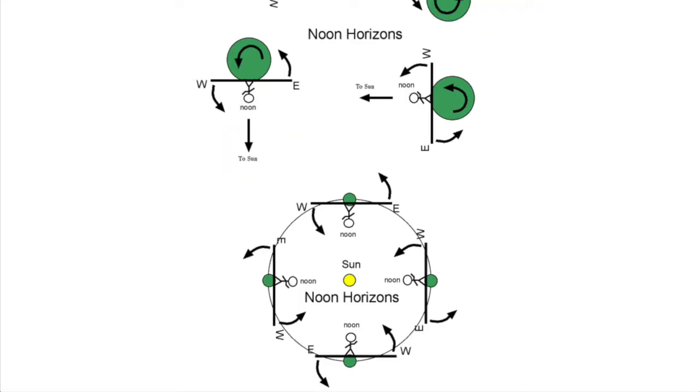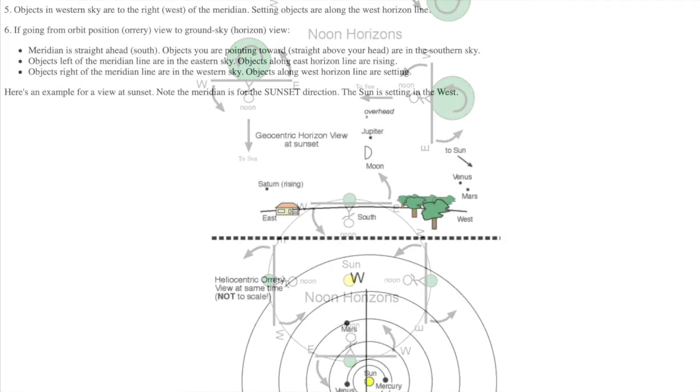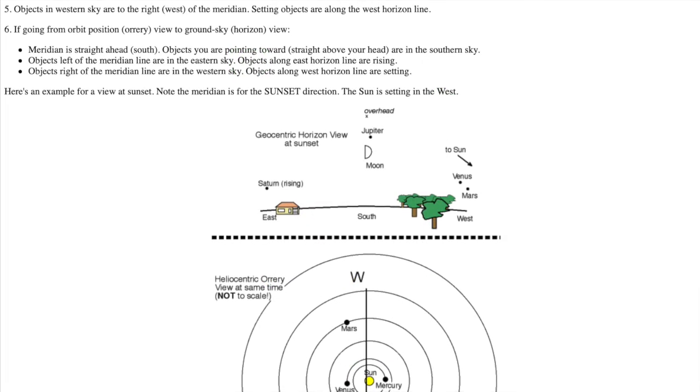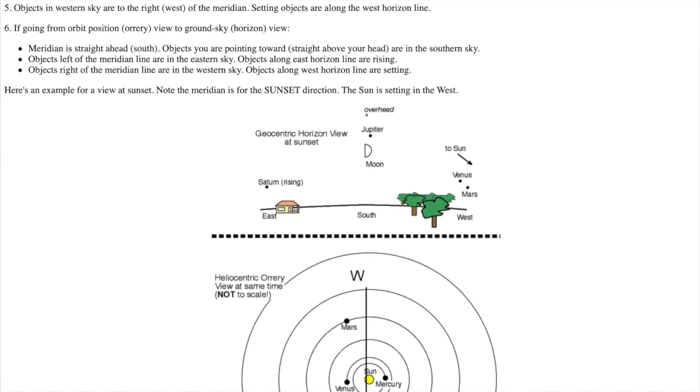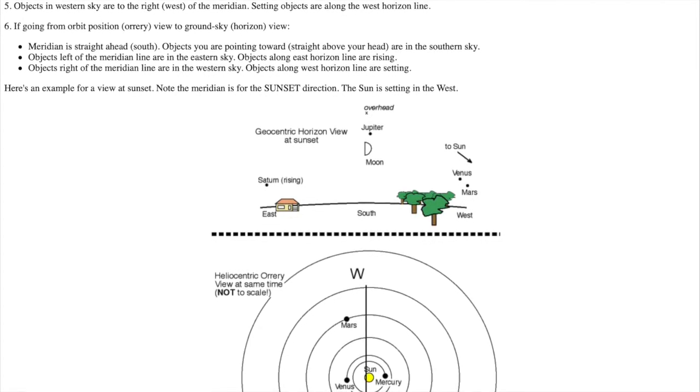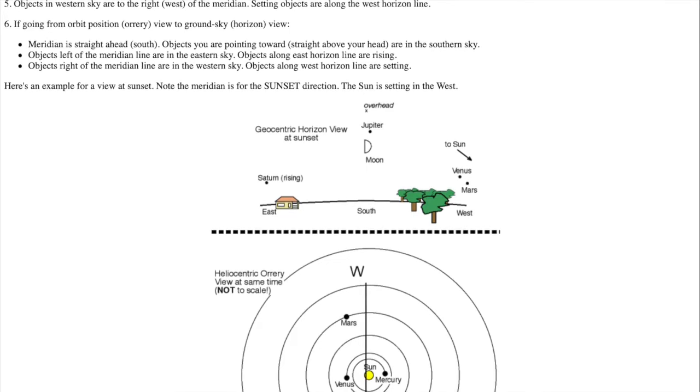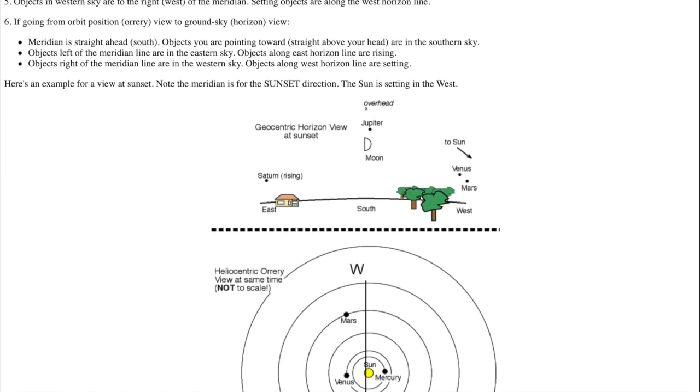The horizon lines spin counterclockwise throughout the day. In the bottom picture, note that the observer is always facing the south direction. South at noon shifts direction on the orbit drawings as the Earth moves around the Sun. Step 5 is actually a repeat of Step 2. Things in the western sky are to the right of the meridian, which is due south. Anything on the west horizon line is setting.